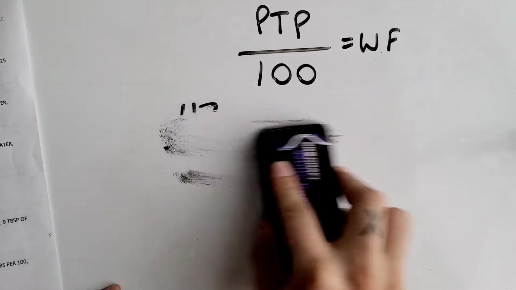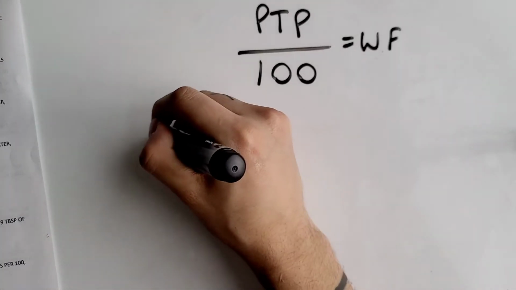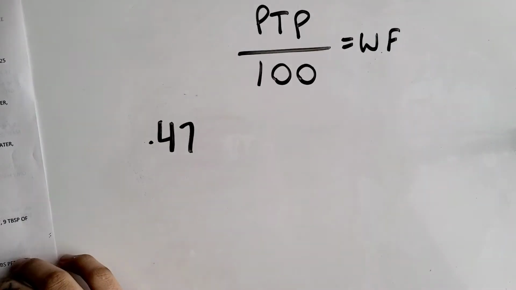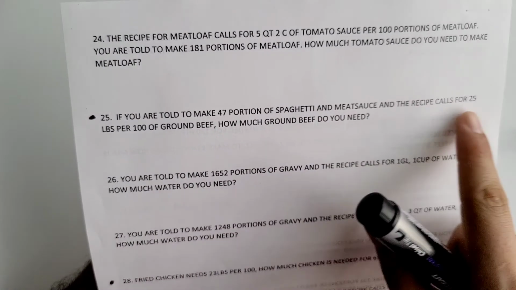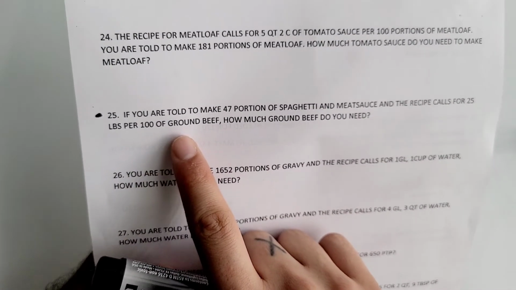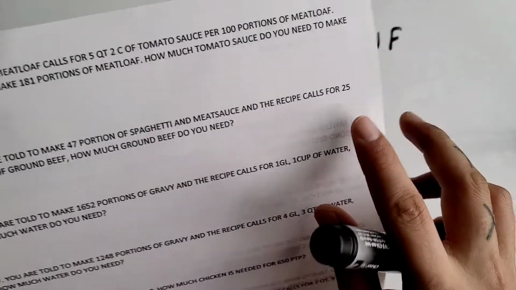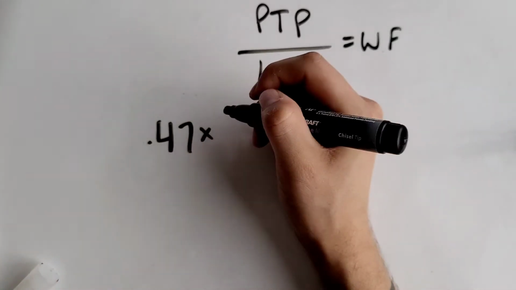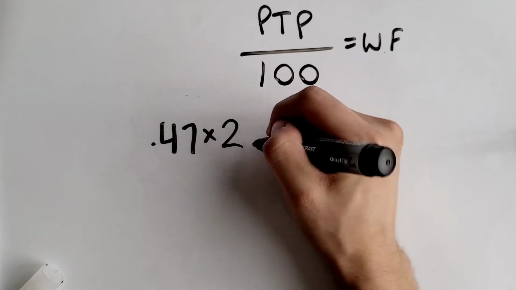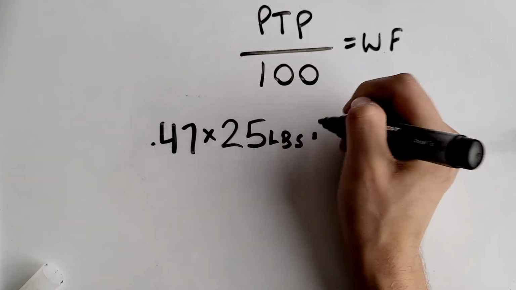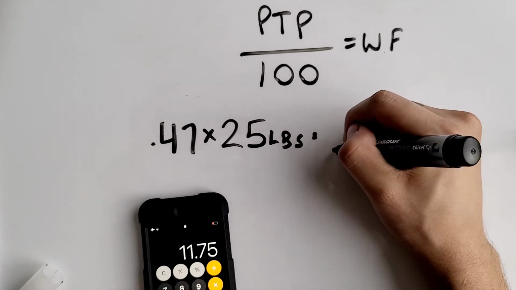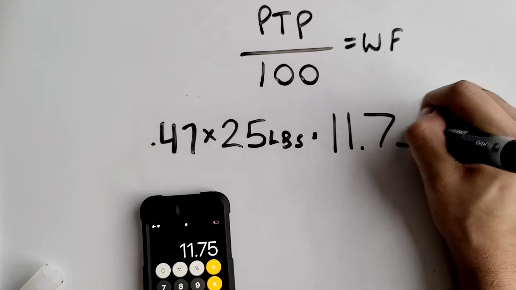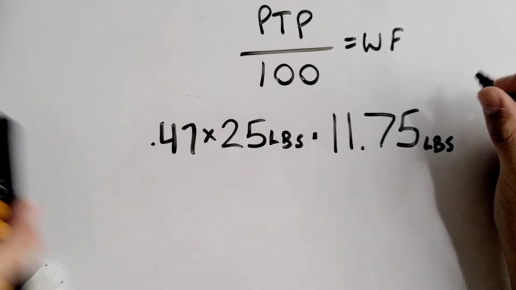So after you get your working factor, which is 0.47, you multiply it by your ingredient. In this case, it is your ground beef. It says the recipe calls for 25 pounds per 100 of ground beef. So you're going to multiply your working factor by your 25 pounds of ground beef. So 0.47 times 25 pounds equals 11.75 pounds. Make sure you label everything.